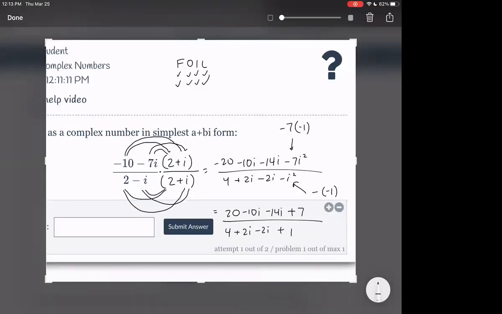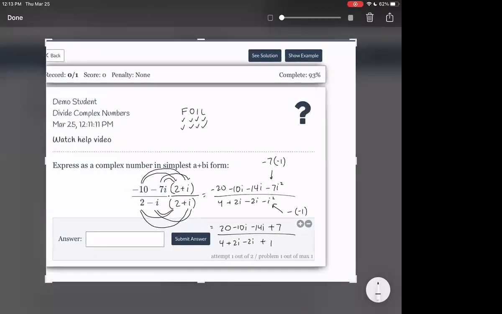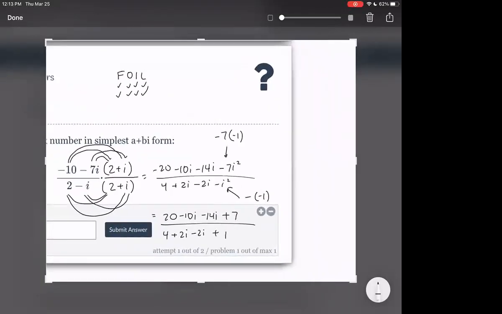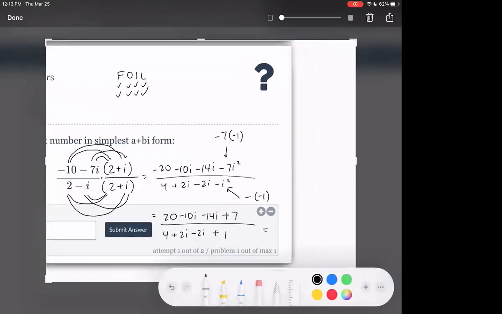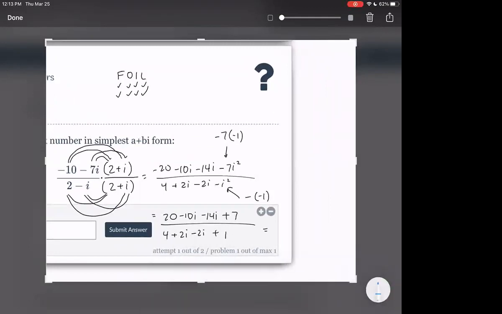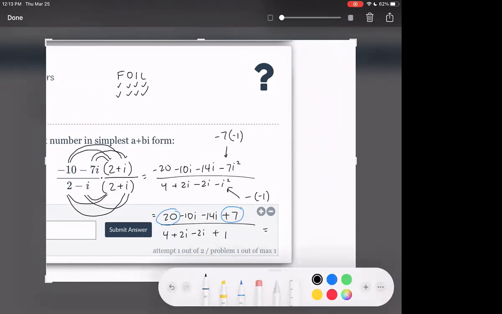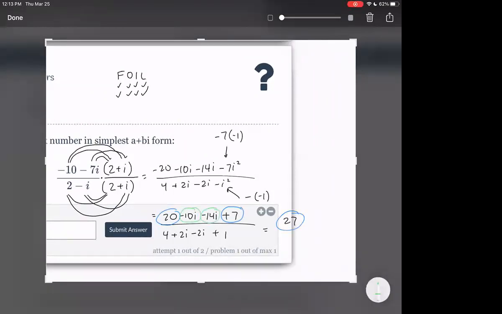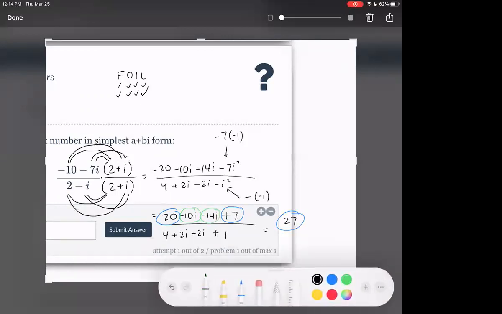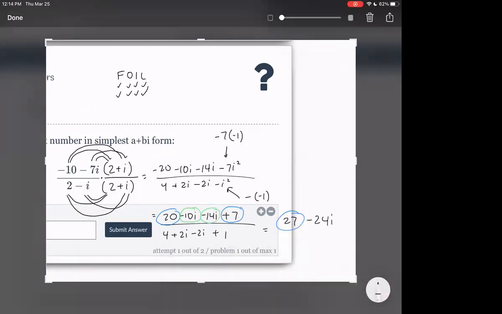So now we just need to combine like terms. Let's combine the real portions of the top. We have a 20 plus 7. That gives us 27. Let's do the imaginary portion. We have a minus 10i and a minus 14i. That gives you minus 24i. That is our top portion.